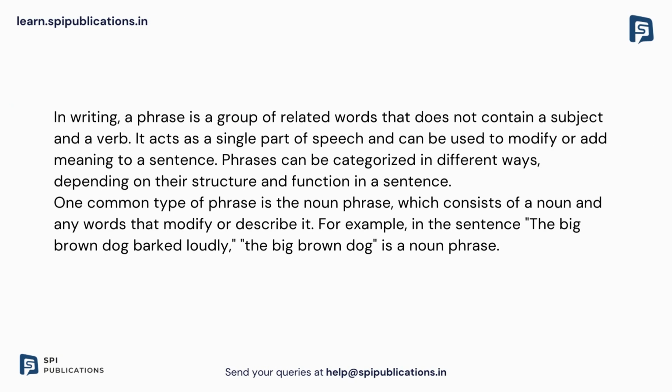In writing, a phrase is a group of related words that does not contain a subject and a verb. It acts as a single part of speech and can be used to modify or add meaning to a sentence. Phrases can be categorized in different ways, depending on their structure and function in a sentence. One common type of phrase is the noun phrase, which consists of a noun and any words that modify or describe it. For example, in the sentence, "The big brown dog barked loudly," "the big brown dog" is a noun phrase.